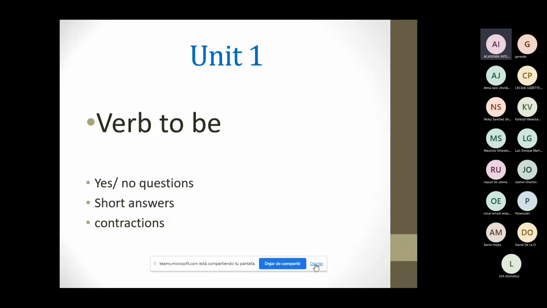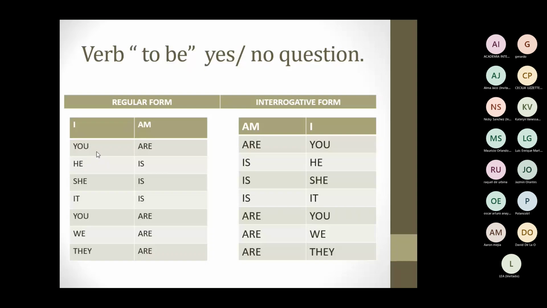As I mentioned at the beginning, if somebody is having issues with connection, or if someone is listening badly in the audio, please let me know, okay? And right now we are going to start unit one, the verb to be, yes, no questions, short answers, and contractions. Okay. Verb to be, yes, no question. What does yes, no question mean? It's the same as interrogative sentences, okay?